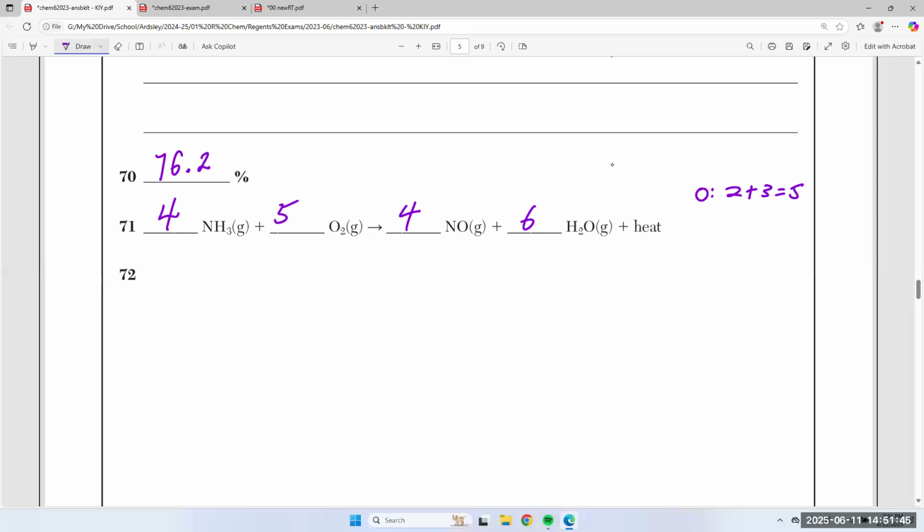Let's take a look. We got 4 nitrogens on the left, 4 nitrogens on the right. You got 3 times 4 is 12 hydrogens, and you got 2 times 6 is 12 hydrogens. You got 4 plus 6 is 10, 2 times 5 is 10, right? Again, do the check at the end of the test. All right, so let's go to 72.